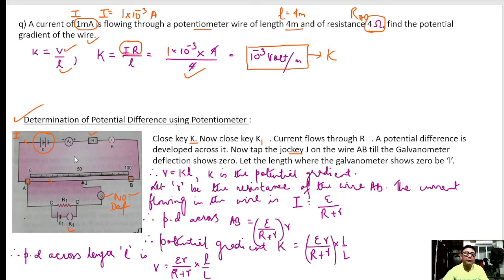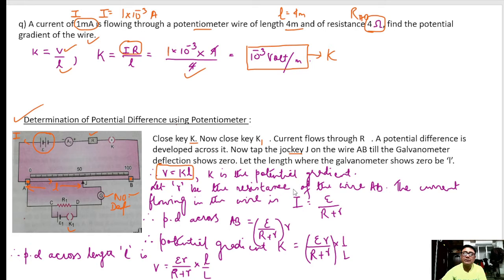So let the length of the wire which you tapped be L. This length is L. Clear? So now what is the potential across this length? We know potential difference will be potential gradient into the length. Clear? Now let R be the resistance of the wire AB. The current flowing in the wire is I.